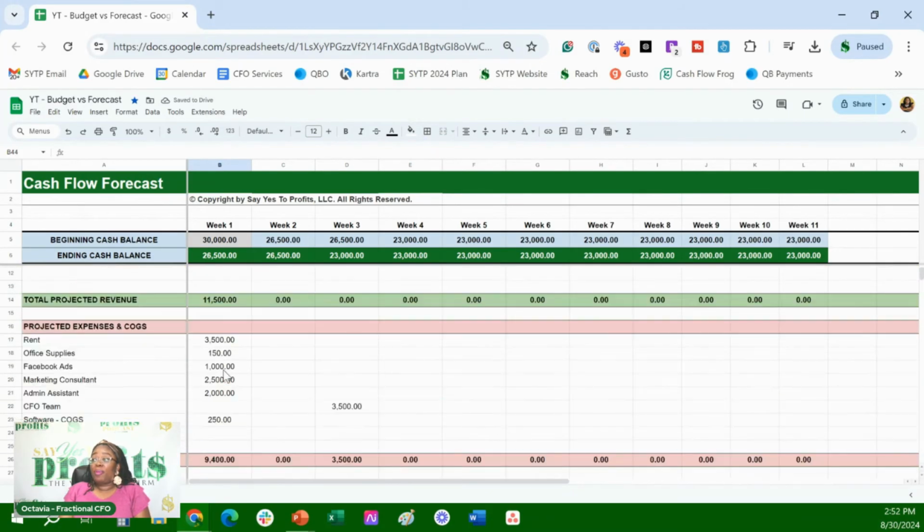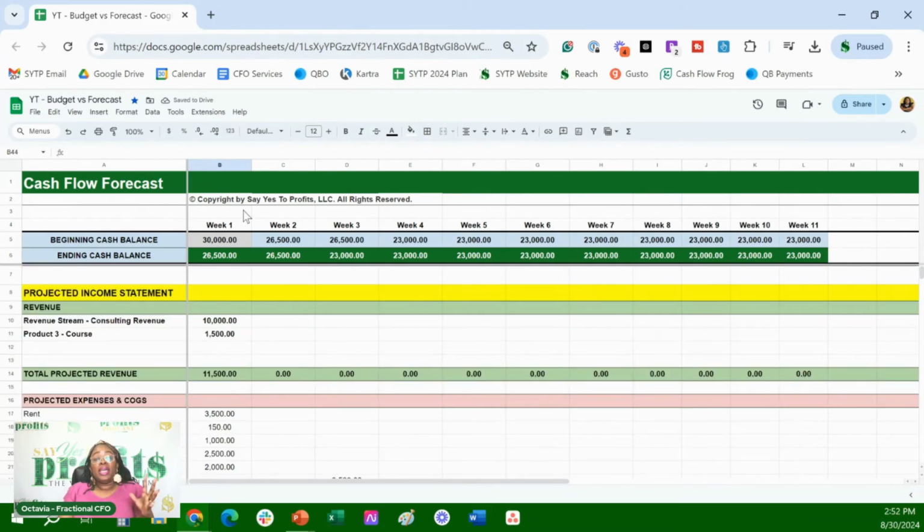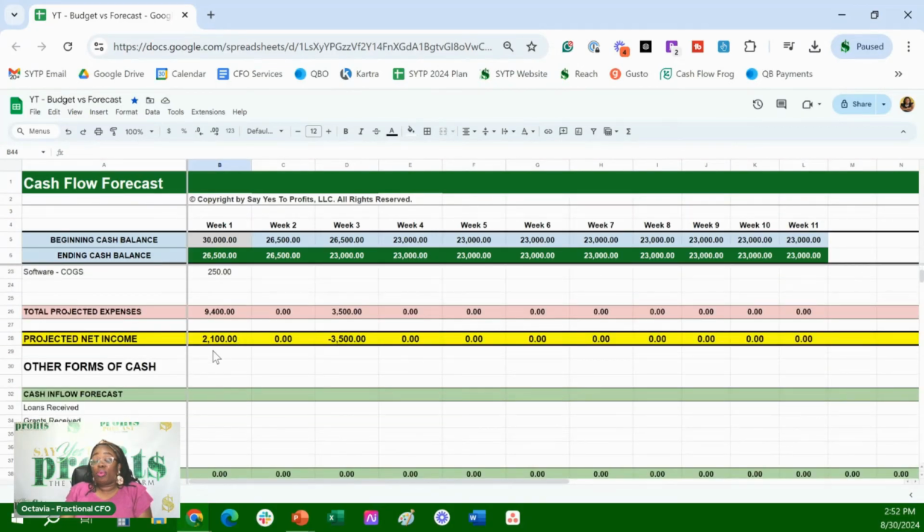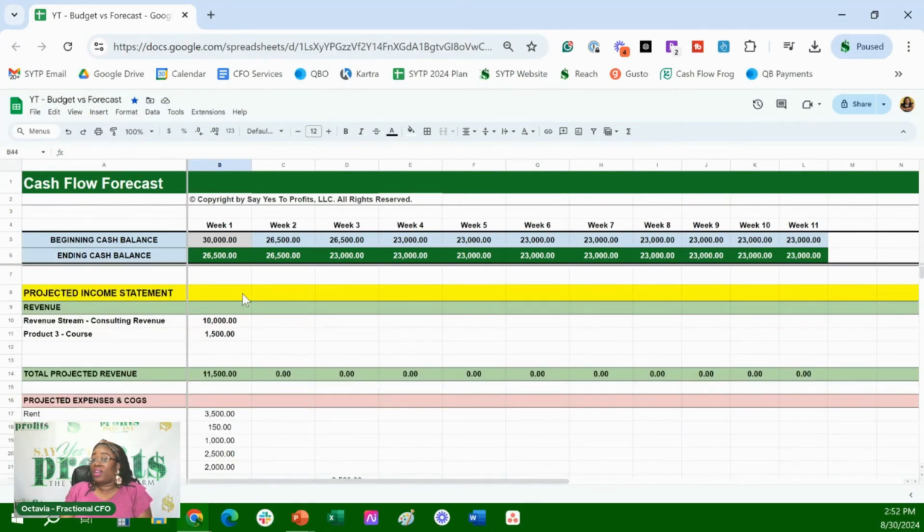Now here's what happened on the spreadsheet. It is going to factor all of this in, right? And once it takes the $30,000, it adds the revenue, it subtracts the expenses, it adds any other additional cash that's coming in and subtracts any cash that's going out. It leaves you with a balance of ending cash of $26,500. So for this particular week, you have a net profit of $2,100. You have an ending balance of $26,500.